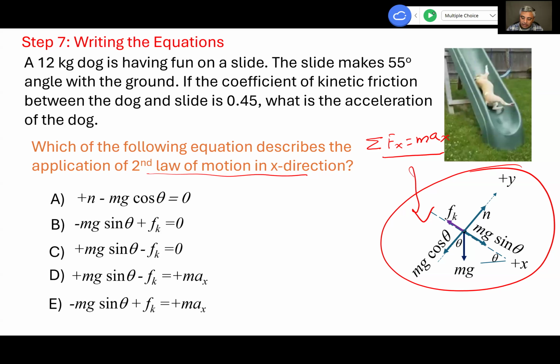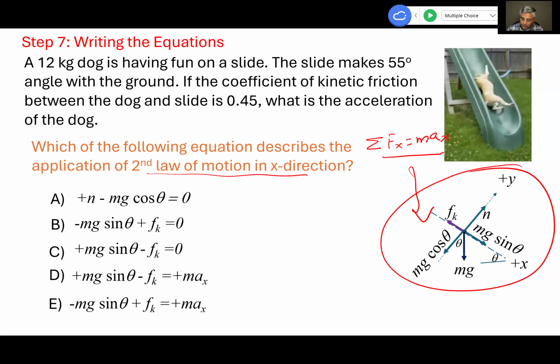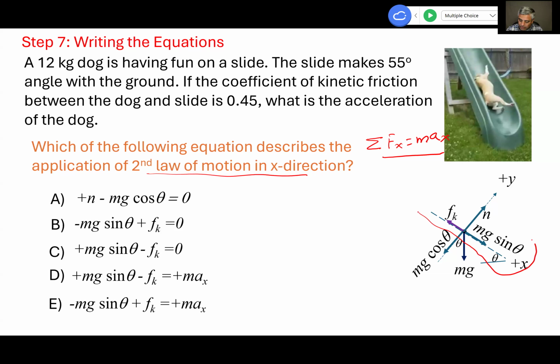Okay, so let's see what we got here. So mostly D, and better be, that's the correct answer. And it is. So how do we go about it? So how many forces are there in the x direction of our choice? There are 2 forces along the incline.